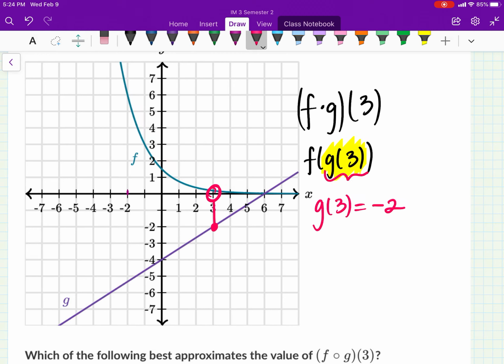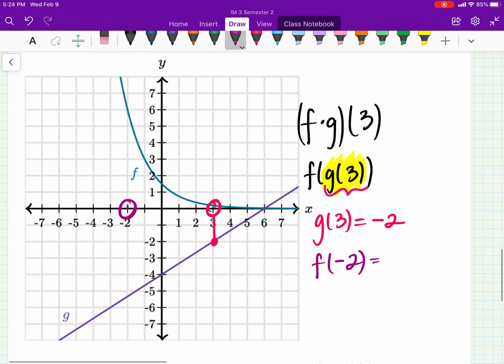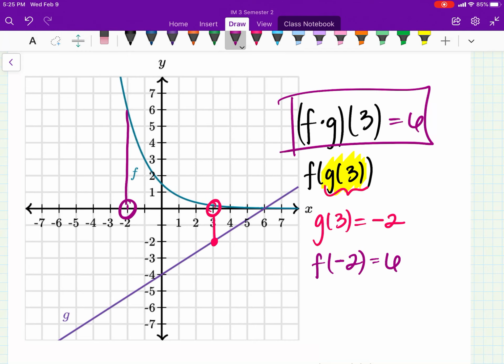So once again, we already know what g of 3 is. So now I can find f. And it's going to be f of negative 2. So this is telling me once again to go where x equals negative 2 and then see where it meets my graph of f, which in this case is a 6. So our answer up here is going to be a 6.